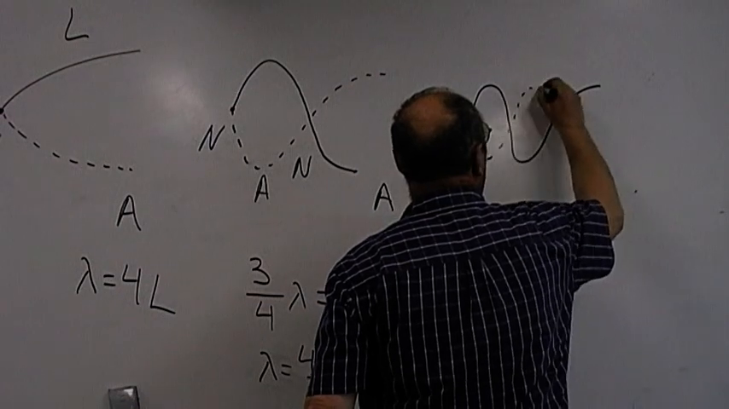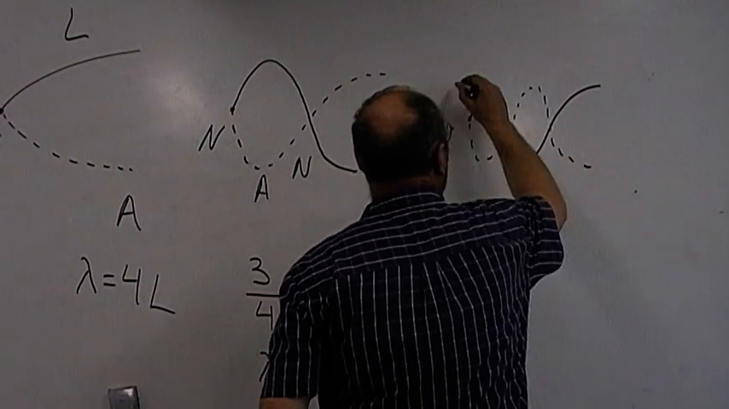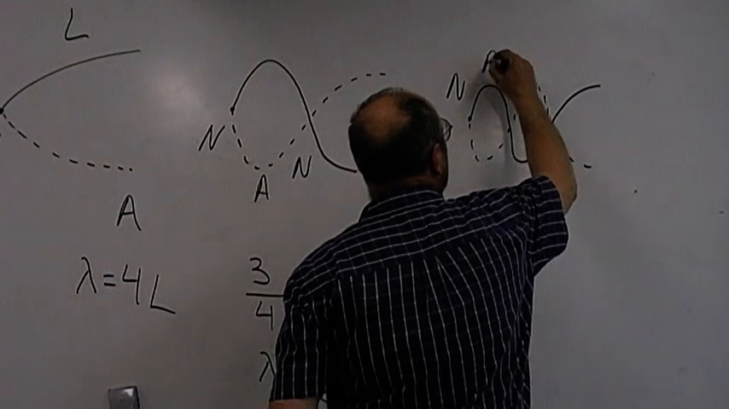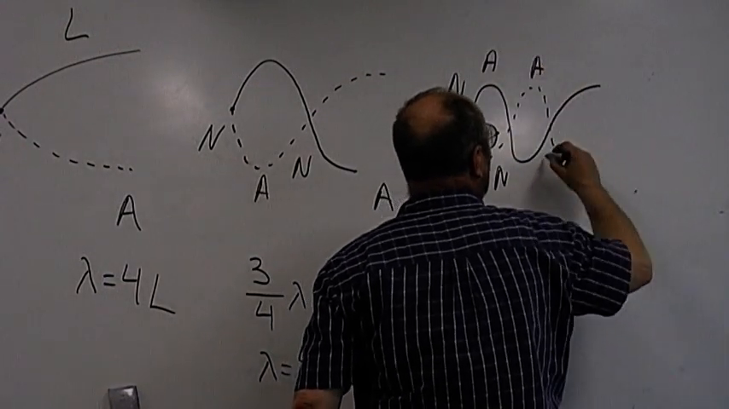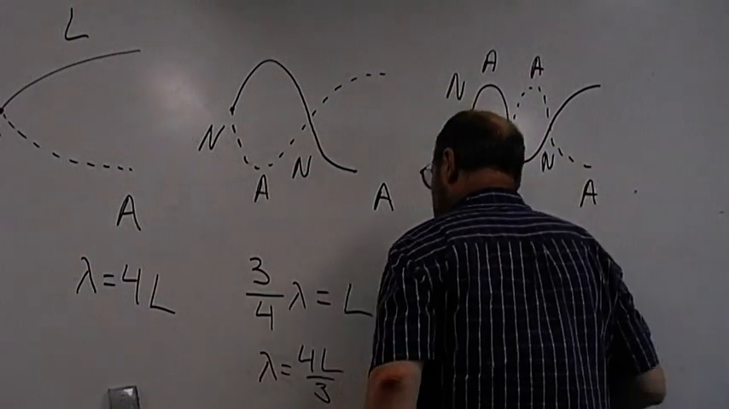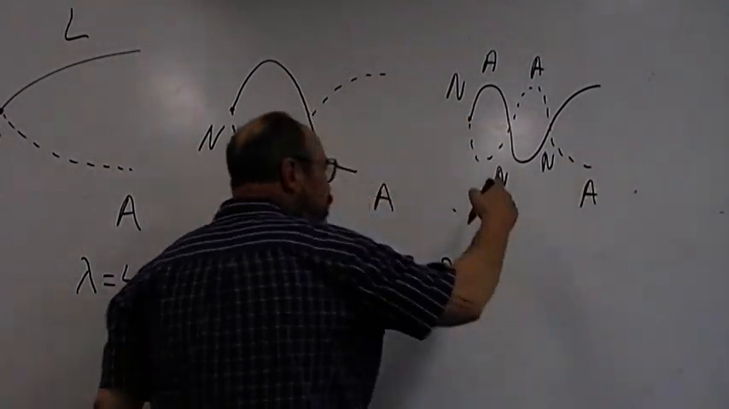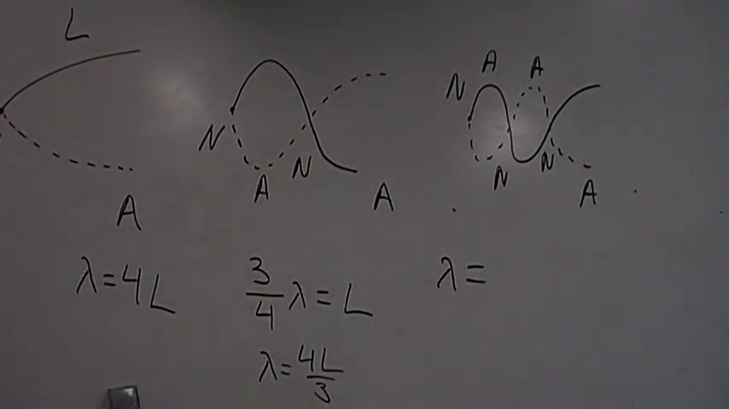Oh, I'm so excited for this. Oh my God. It's actually giving me some. So we have node, antinode, node, antinode, node, antinode. What will be the wavelength for such? It will be 4L on 5.